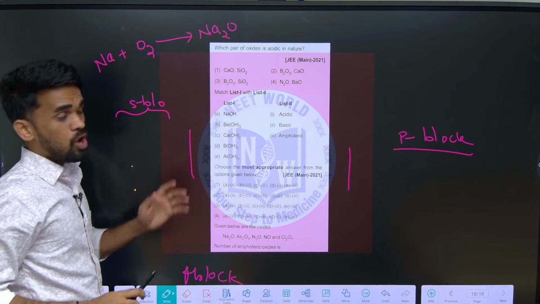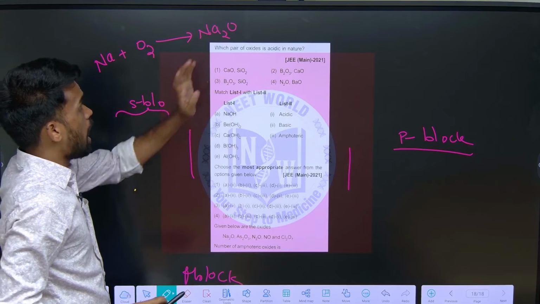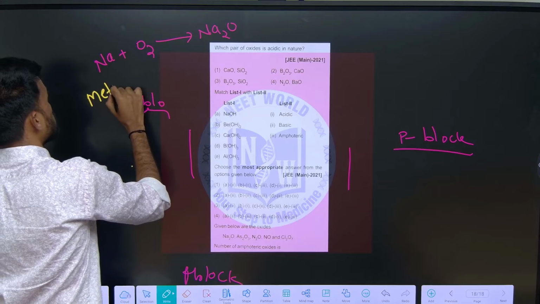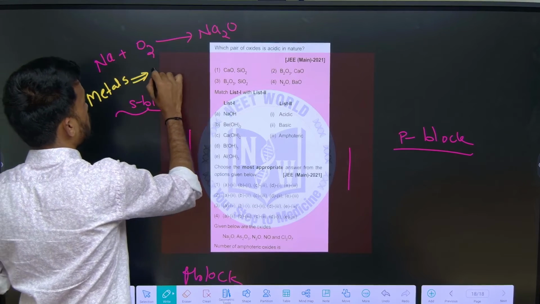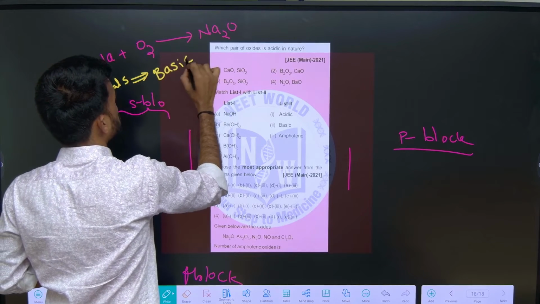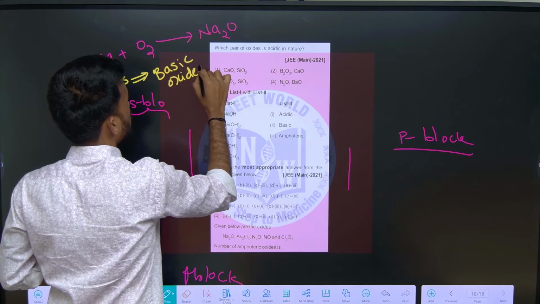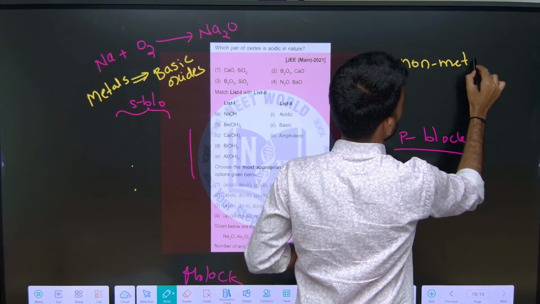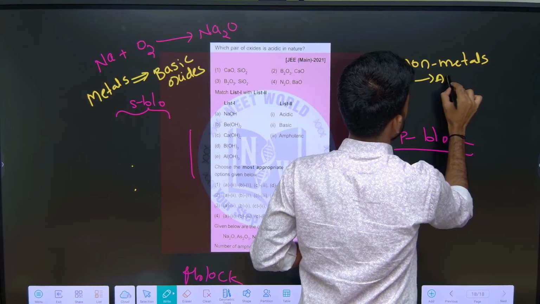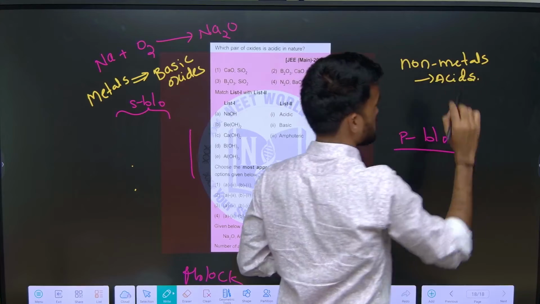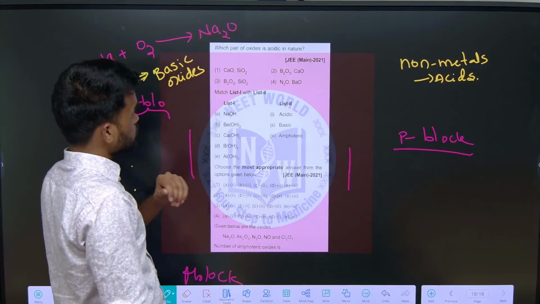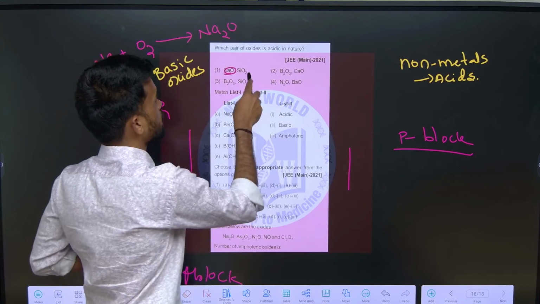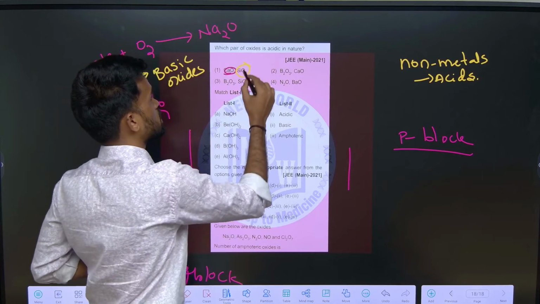This is an oxide of sodium, which is basic in nature. What I am saying is, metals form basic oxides. You should remember this word, basic oxides. Okay. And non-metals form acidic oxides. These are the general statements we can say. Here calcium is a metal, it is forming a basic oxide. Here silicon dioxide is there, so this is an acidic oxide.